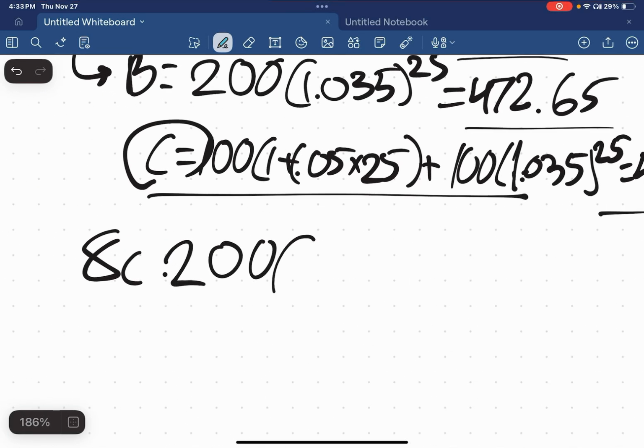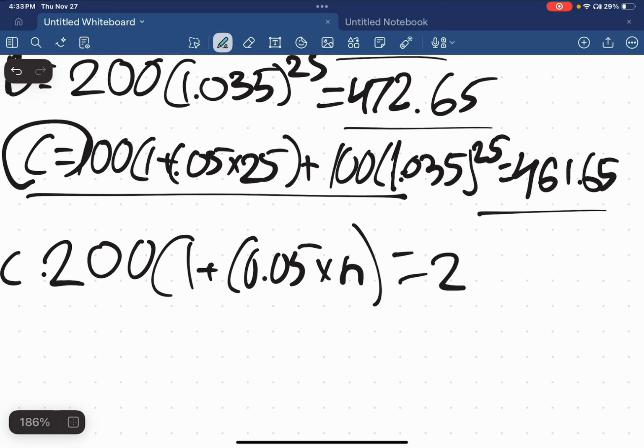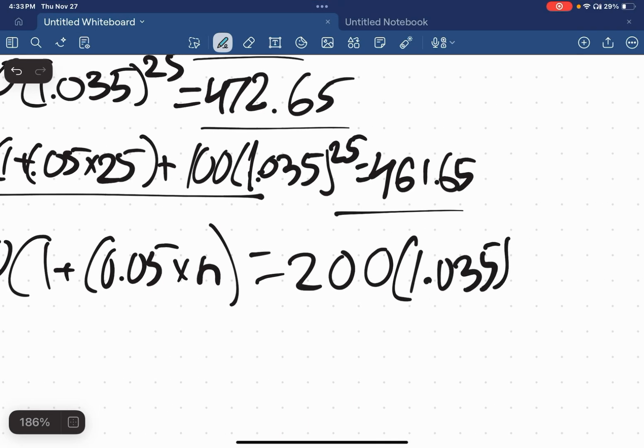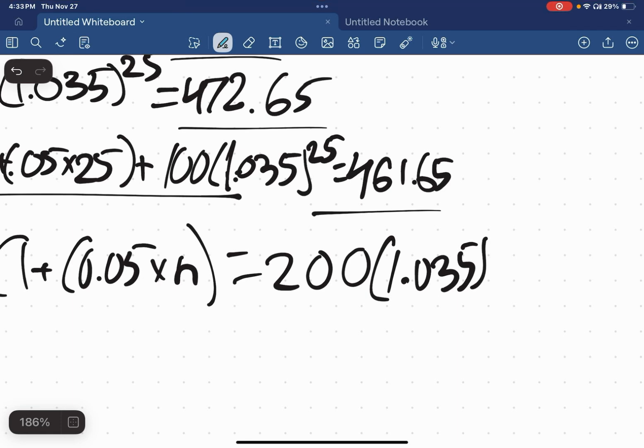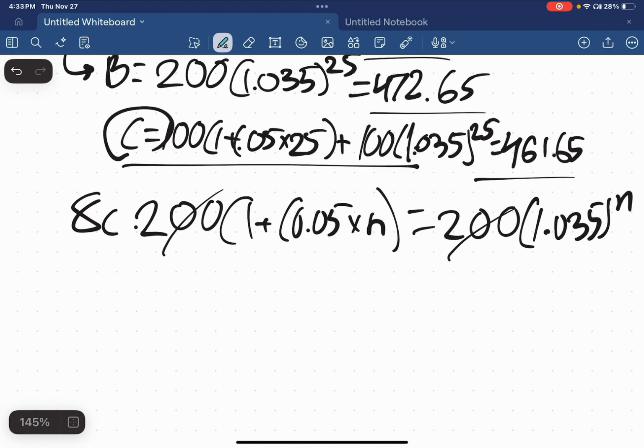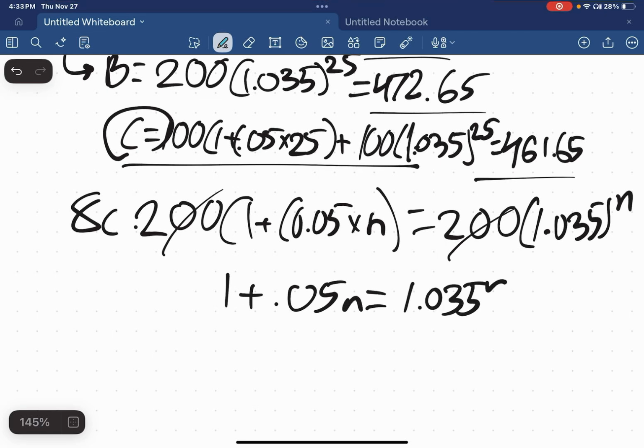So we set up the equation here. We don't actually know how many years, so I'm just going to count that as n for now. 200 times (1 plus 0.05n) is equal to 200 times 1.035 to the n. n is just going to be equal to years here, by the way. I probably should have done t for it, but it's fine. The 200s cancel out when you divide. So then you're left with 1 plus 0.05n is equal to 1.035 to the n.